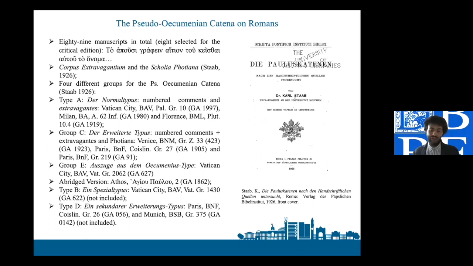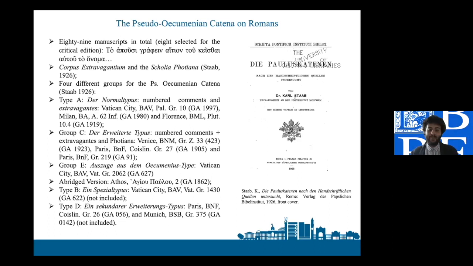So on the basis of the content of the manuscripts and on the presence of this additional material, I used the same classification made by Karl Staab to list these 8 manuscripts to produce the critical edition of the text within 4 different groups so far. The first group is the type A, or the normal typus, which includes the manuscripts with the first original set of numbered scholia on the Pauline letters and the first later addition of the extravagantes. Then we've got the manuscripts of the group C, or the Photian typus, which include the manuscripts with the numbered comments plus the 2 later additions of the extravagantes and the scholia Photiana, or the scholia attributed to Photius of Constantinople.